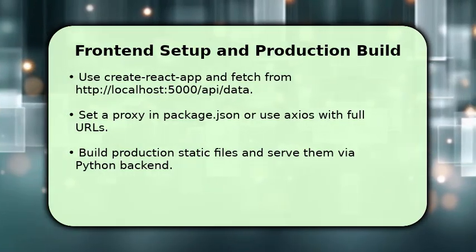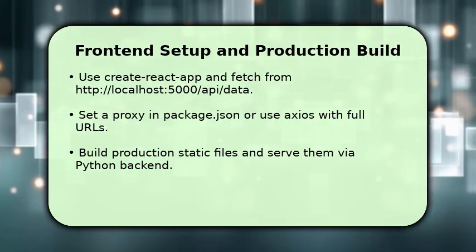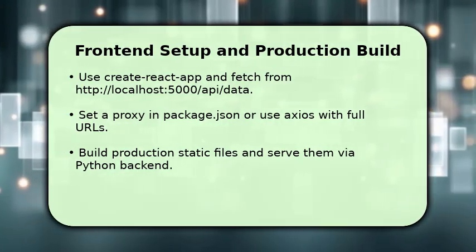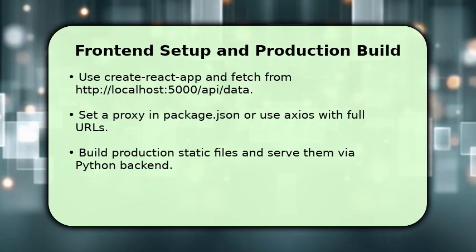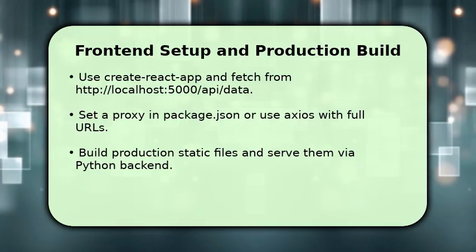On production, build the React app using npm run build to generate static files in the build folder. Configure Python to serve those static files or use send_from_directory so a single backend serves frontend and API.